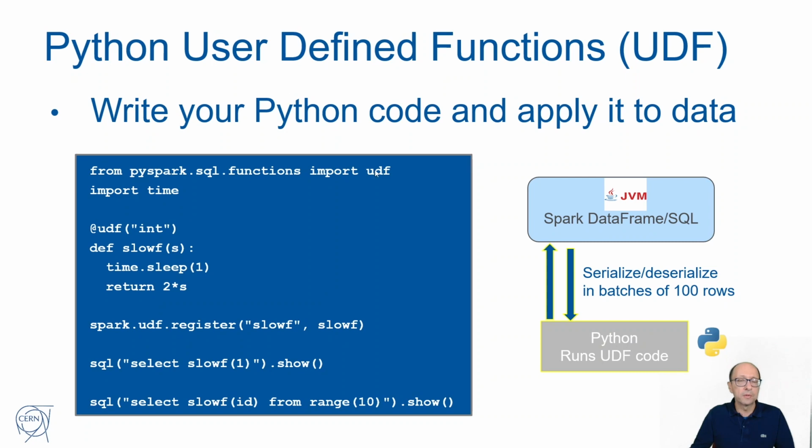You first import UDF and then define a UDF with this decorator. This is a simple one. We just have a sleep of 1 second to simulate some complex processing that may be done by the UDF, and we just return 2 times the input. We need to register this UDF to be able to use it with SQL, and then we can experiment with it. We selected a slow function from 1. This will just work on 1 row, and this will work on 10 rows. We will see in the demo what this gives.